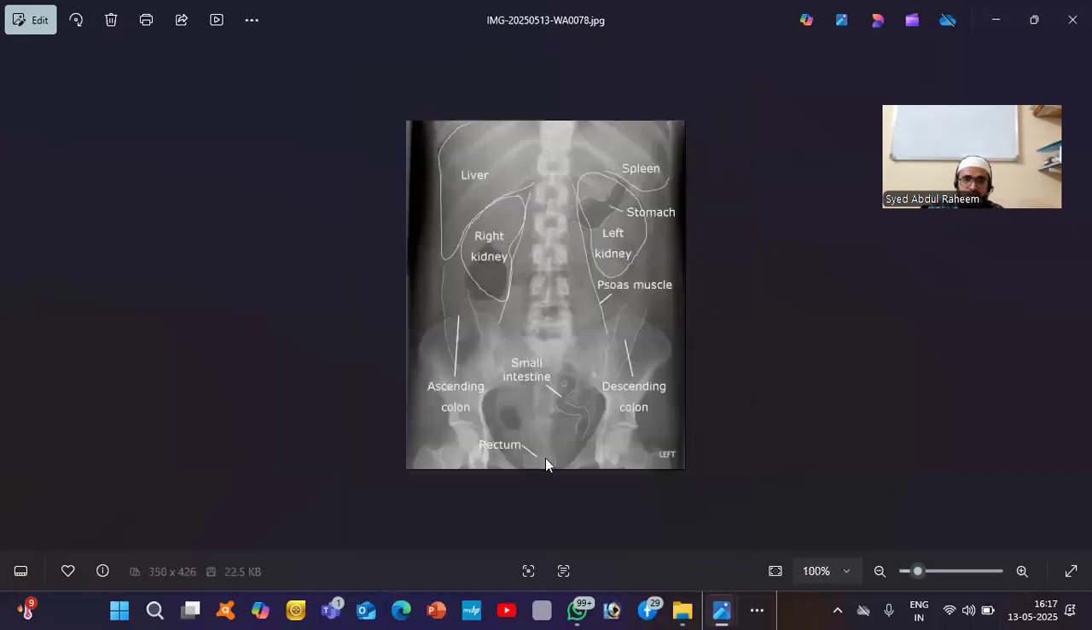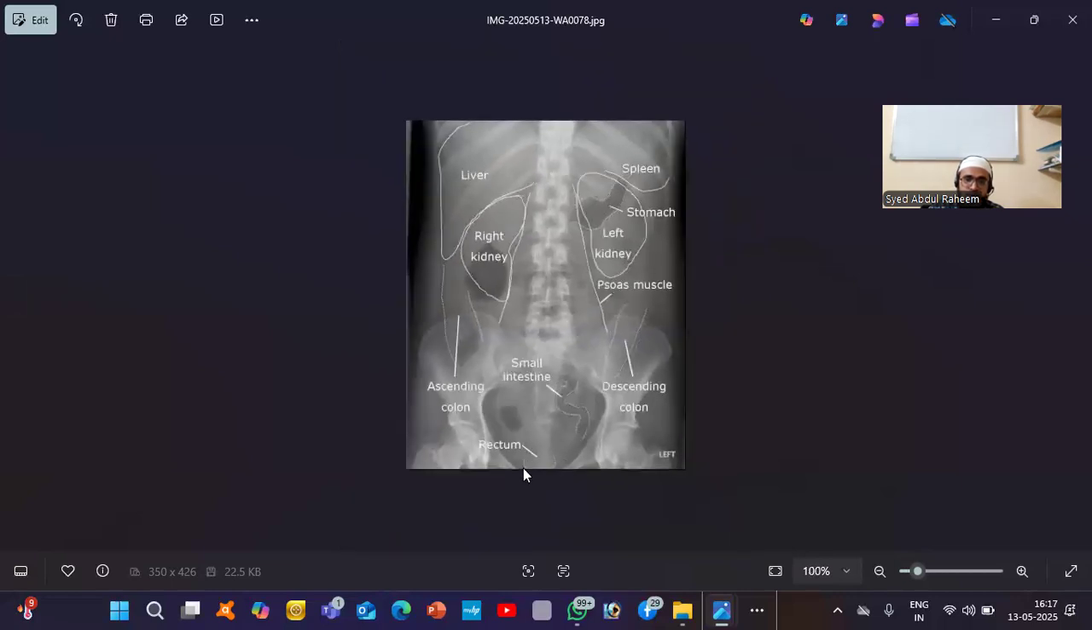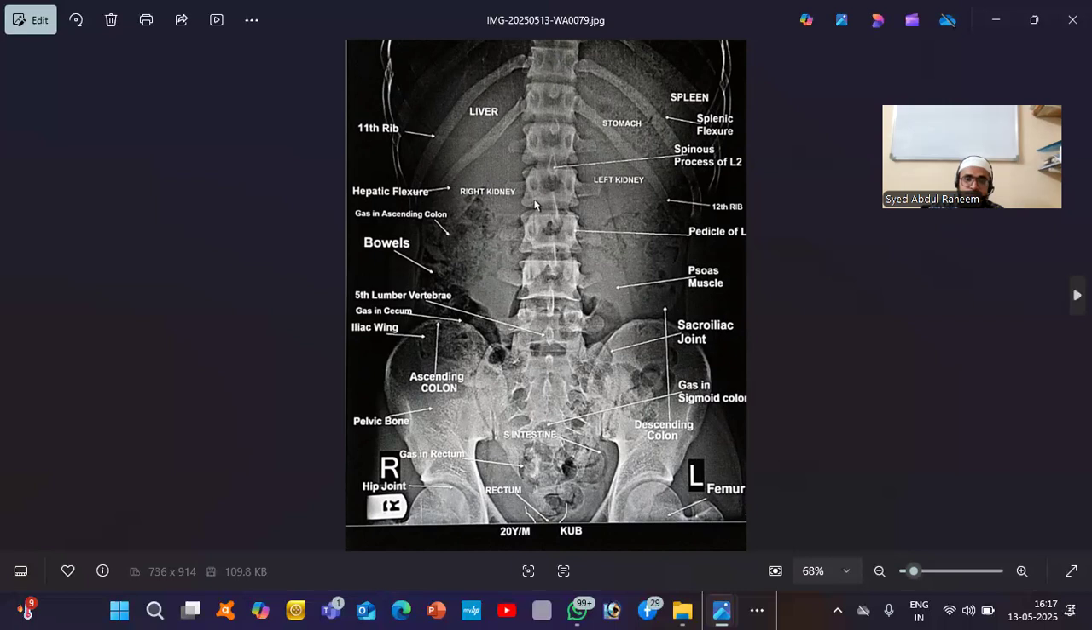I missed it here. You will get the rectum here. This is the rectum. As you already studied, in X-ray, gases are in black color, and bones are in white, bright color. So all this you have to match here. Those are the basics.